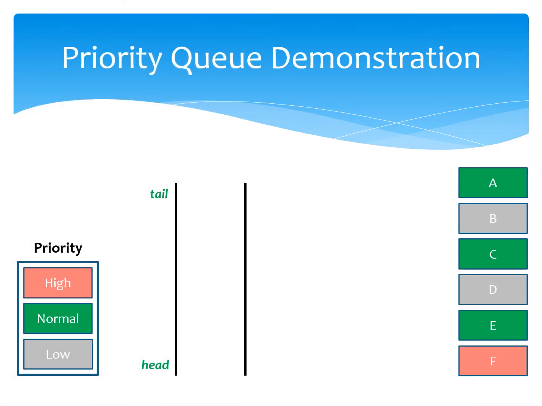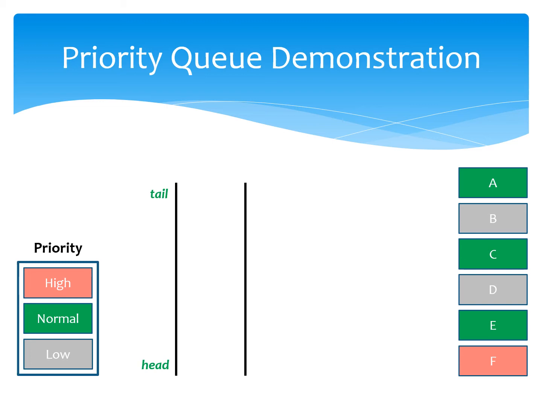Here, we demonstrate an example of a priority queue. In this example, we assume that there are 3 priority levels, including high, as shown in red, normal, as shown in green, and low, as shown in gray.